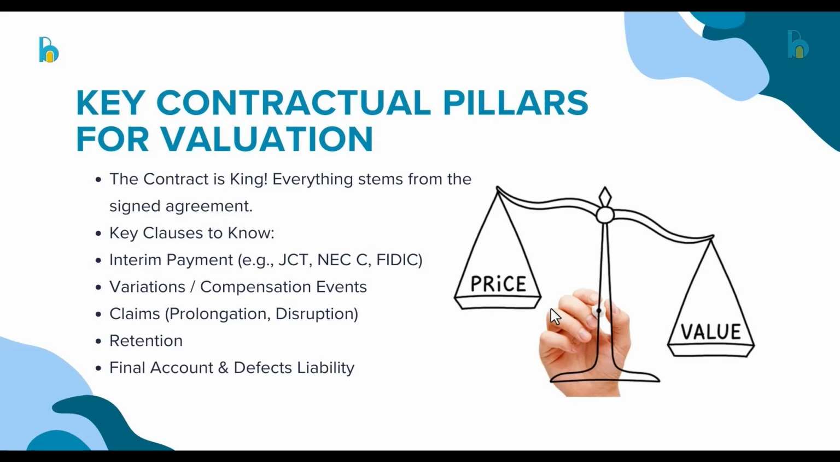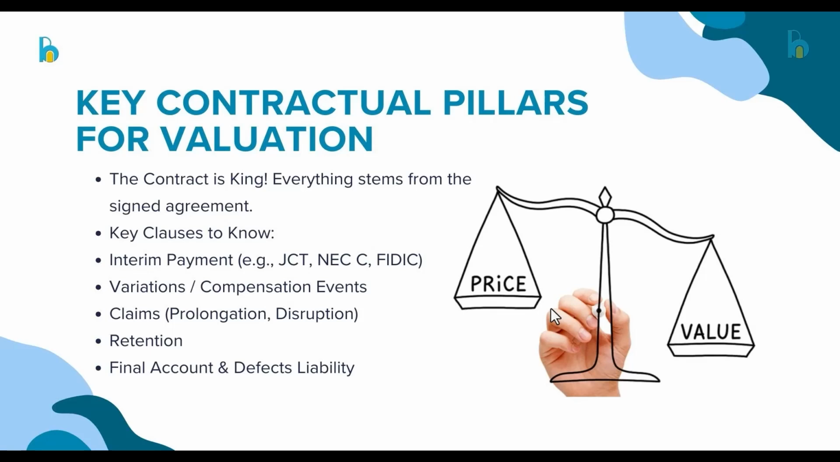So secondly, we have the key clauses to know. For interim payment, we have JCT, we have FIDIC, we have a lot of contract documents. You need to know the key clauses that cover interim payment, final account, variation, and claims. Those are very, very important.